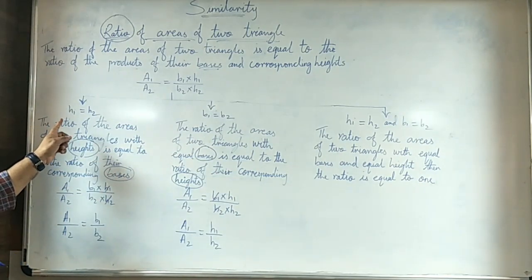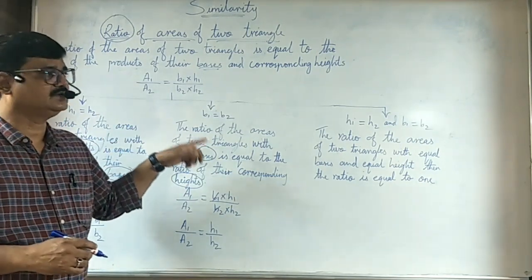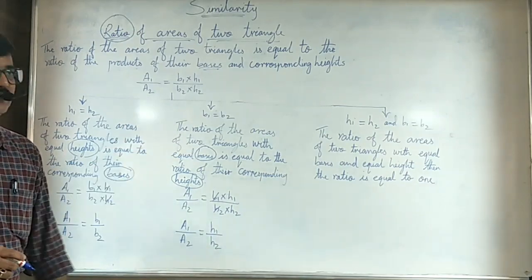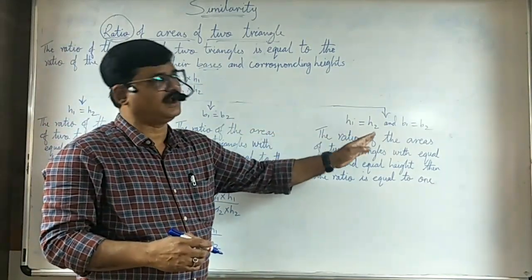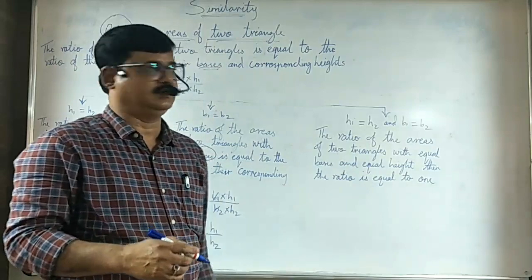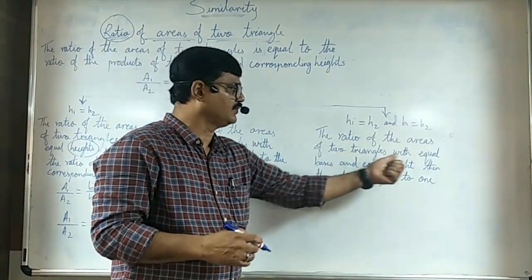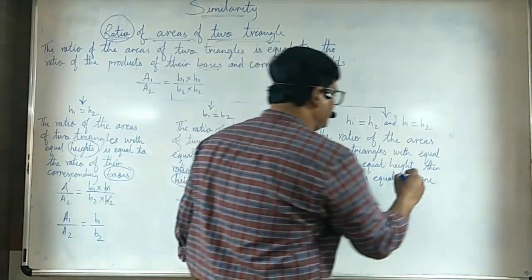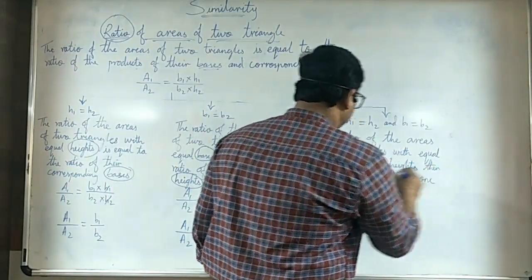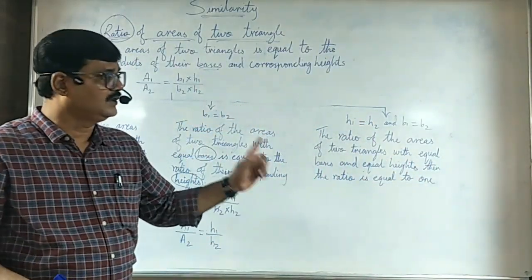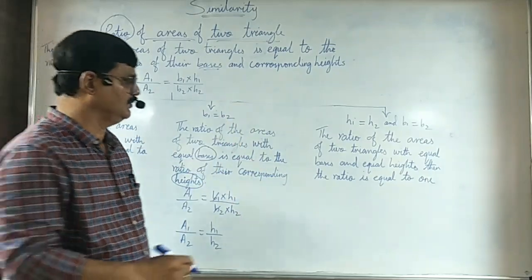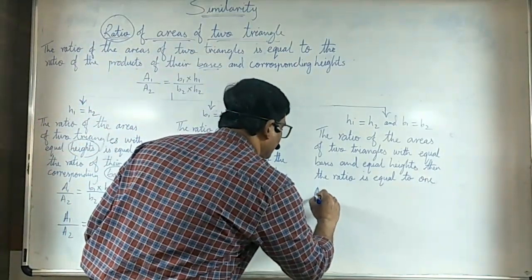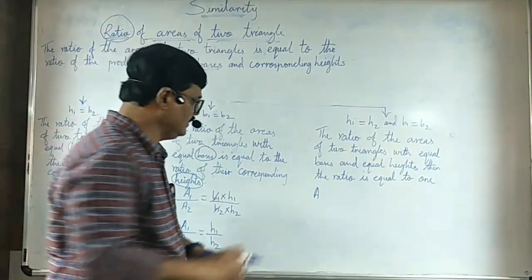The first condition was that H1 and H2 are equal. The second condition is that B1 and B2 are equal. Now here they told us that H1 and H2 and B1 and B2 are both equal. That means the ratio of the areas of two triangles with equal base and equal height, what will happen? Then the ratio will be equal to 1. Now how is it equal to 1? I'll write it over here, A1 upon A2.